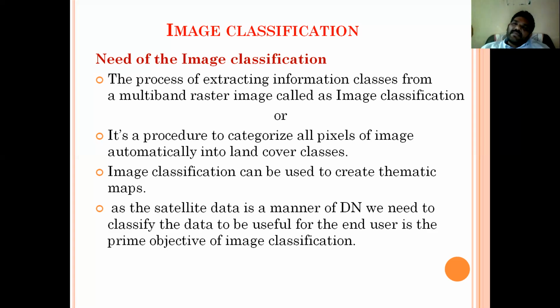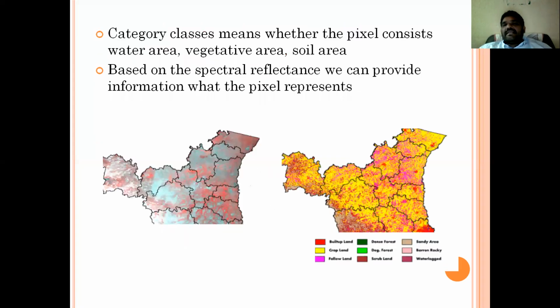Preparation of thematic maps will be useful. And that's why, and the last point I shared with you seconds back, as the satellite data is in the form of DNs, digital numbers, we need to classify the data to be useful for the end user. And that is the prime objective of image classification. Understand? Did you understand? Right. We'll move to the next slide.